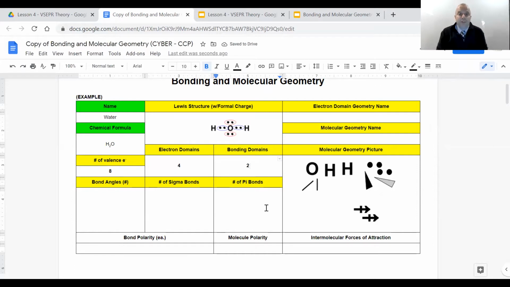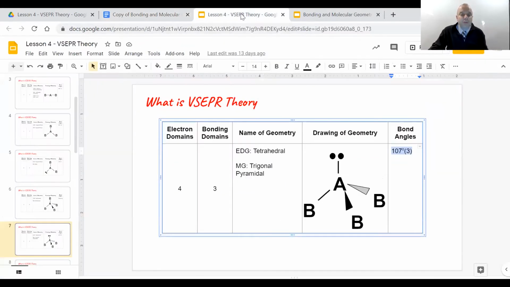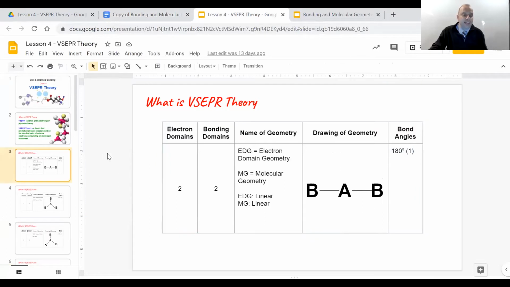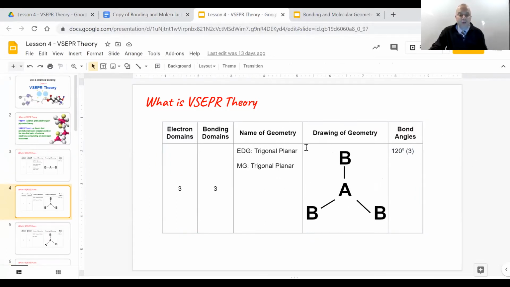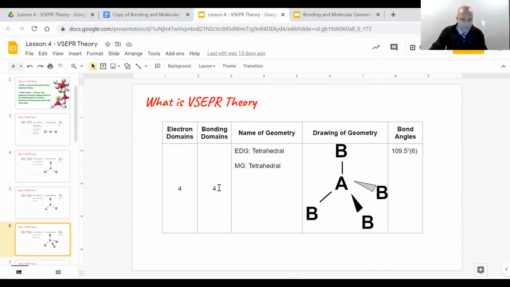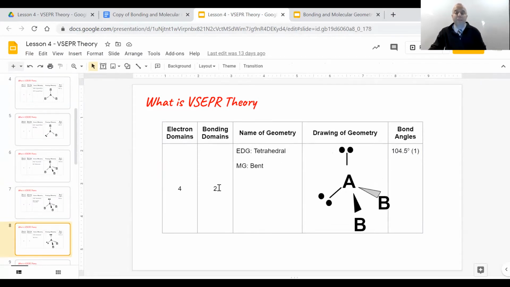Now the nice part is, for the rest of this assignment, there are resources that we can fall back on. For the next part, I'm asking you to go back to your VSEPR theory guide. We have all of these different pictures that we created. And what we're looking for is the one that has 4 electron domains, so a 4 in column number 1, and then a 2 in column number 2. So there's 4, 4, 4, 3, 4, 2. Perfect. Okay, so the EDG at the top of the next column stands for electron domain geometry.